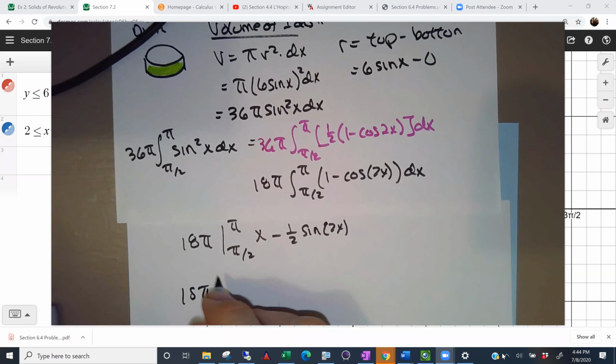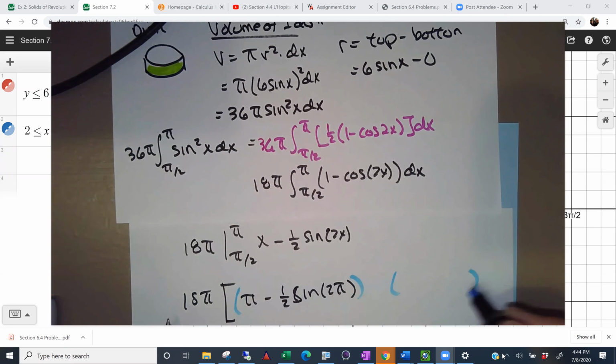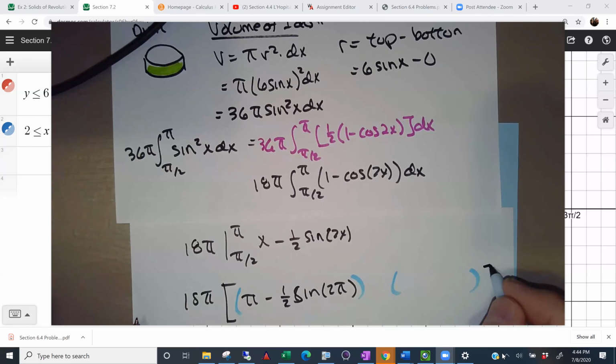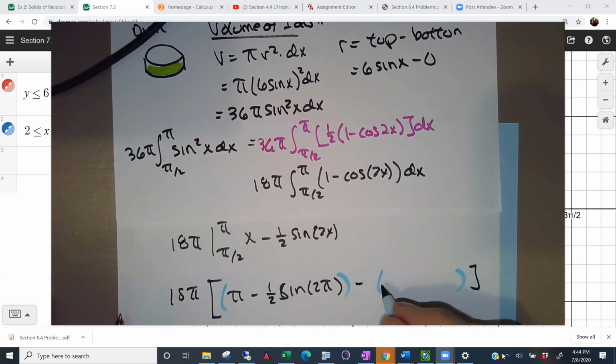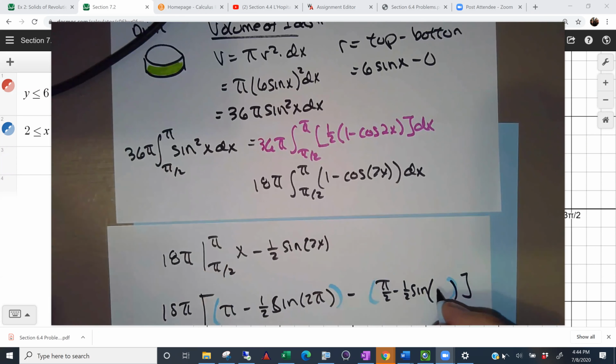18 pi, plugging in the pi, minus 1/2 of sine of 2 pi. So that's my upper limit. And then I need to do the lower limit. So it's going to be pi over 2 minus 1/2 sine of 2 times pi over 2, which is just going to be pi.